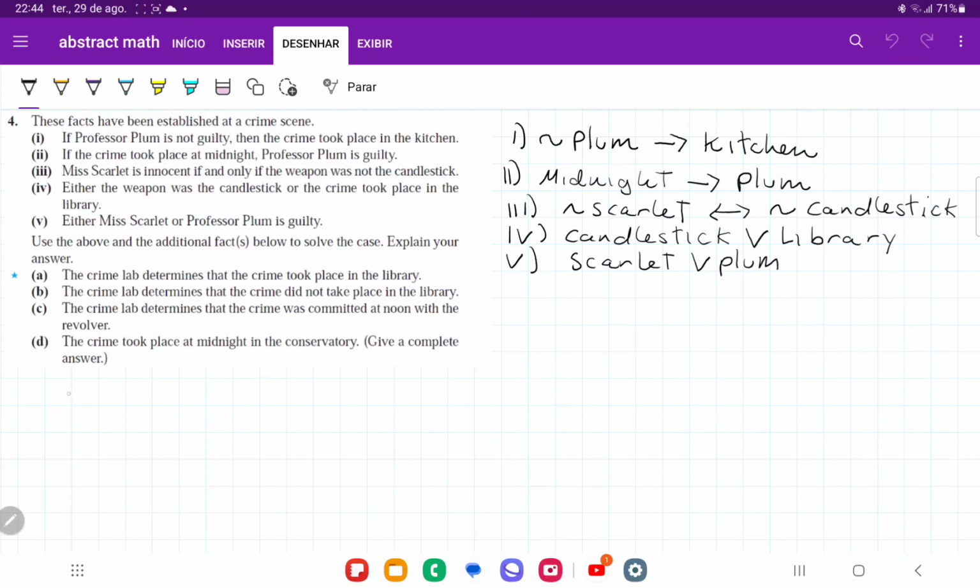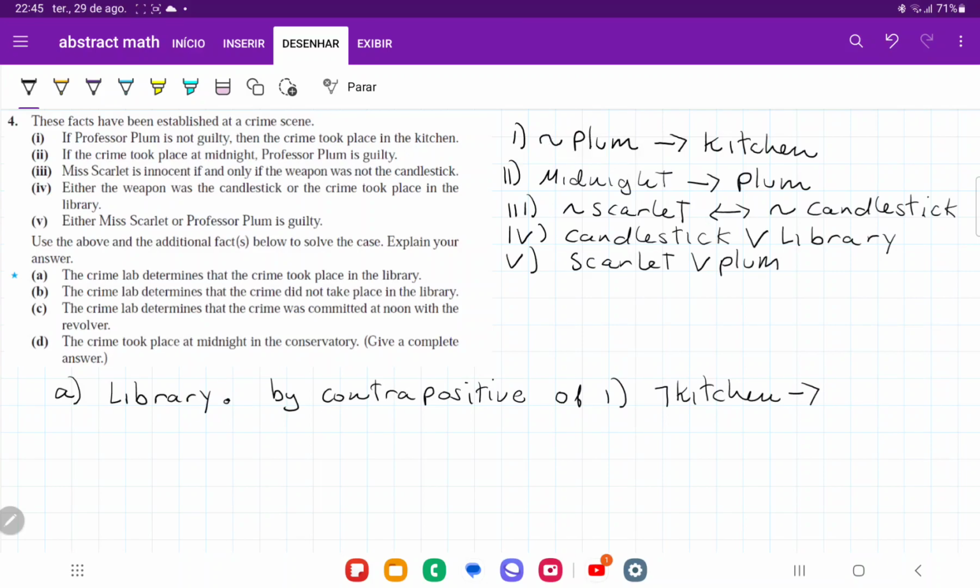So for item A, we have all these facts, and then we also have that the crime took place in the library. So it was done in the library. If it was done in the library, we're going to take the contrapositive of item 1. By contrapositive of item 1, because item 1 is what has to do with the location, we say that if not kitchen, then not Plum, which means Plum.